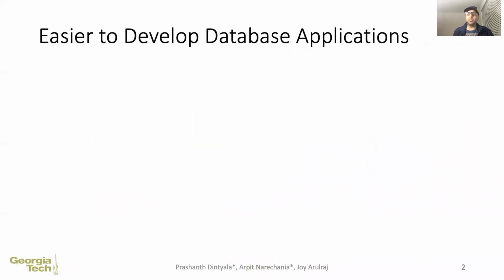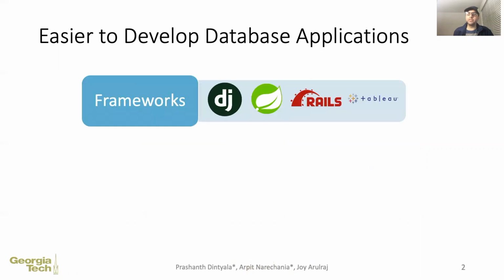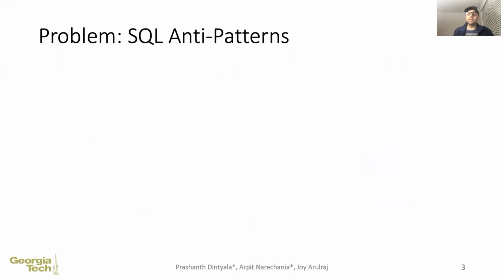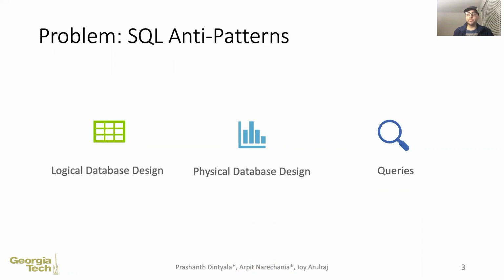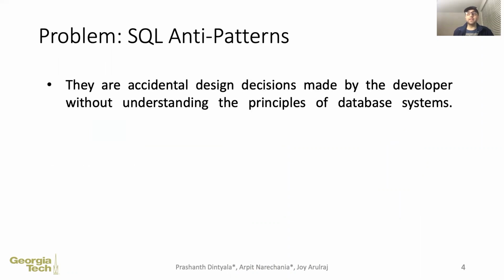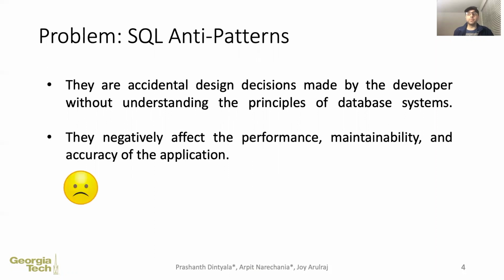Today, building and deploying database applications is easier than before due to the availability of frameworks, ORMs, and database as a service platforms. However, it is still challenging for a developer to avoid certain anti-patterns while choosing the logical design, physical design, and queries of the application. So, what are anti-patterns? They are accidental design decisions made by the developer without understanding the principles of database management systems. They end up negatively affecting the performance, maintainability, and accuracy of the application.